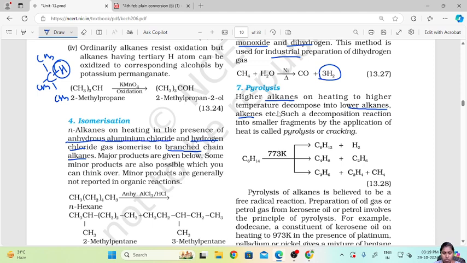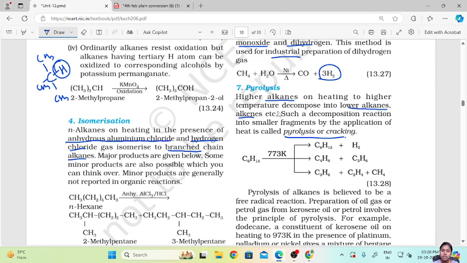Now such decomposition reaction into smaller fragments by application of heat is called pyrolysis or cracking. So when you take an alkane and you heat it to decompose, it means you separate it into two molecules, which can be a lower alkane or an alkene. Okay, this decomposition process is known as pyrolysis or cracking.